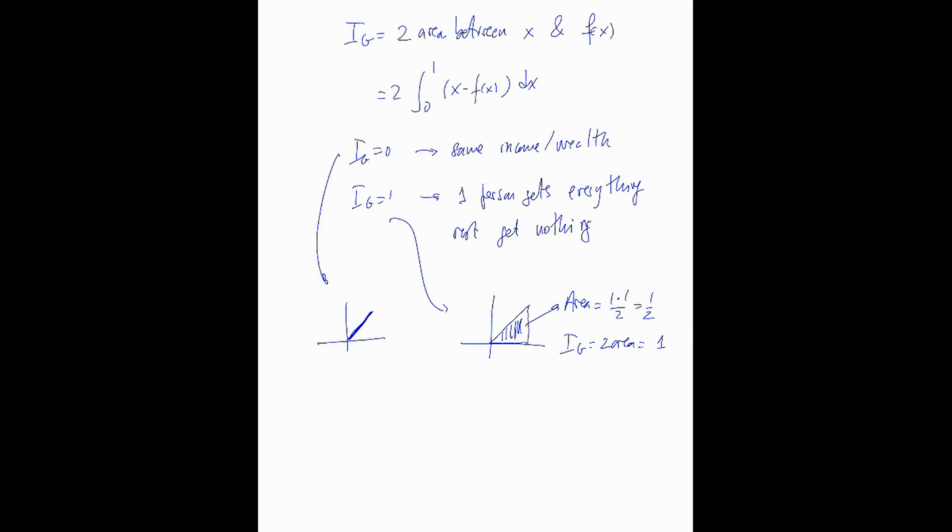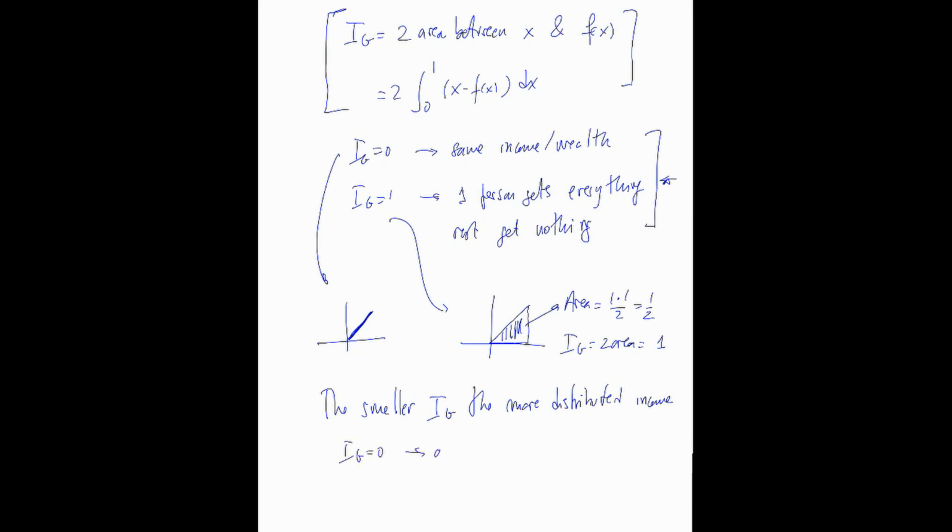So this is what you need to remember, how to compute the index. And this is the important thing of how to interpret the index. The smaller the index, the better the distribution, or the more distributed the wealth, the income, the richness of the country. Gini index equal to 0, all have the same. Gini index equal to 1 means one person has all.